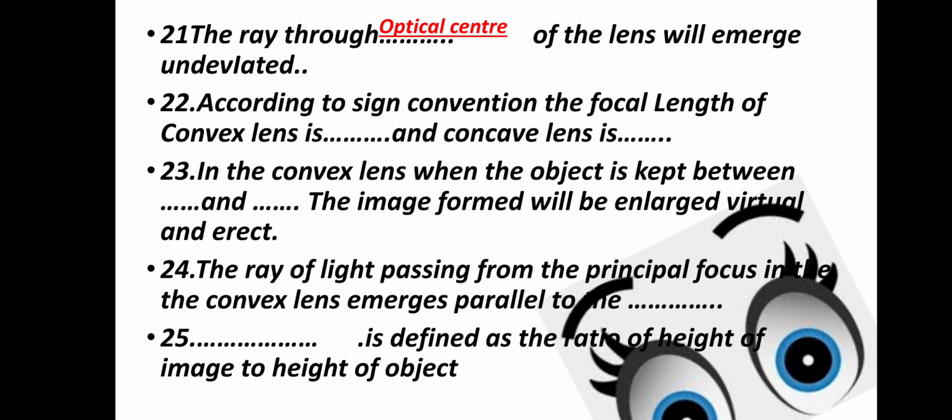Above the principal axis, the sign will be positive, and below the principal axis, the sign will be negative. So the focal length of a convex lens is positive and that of a concave lens is negative.